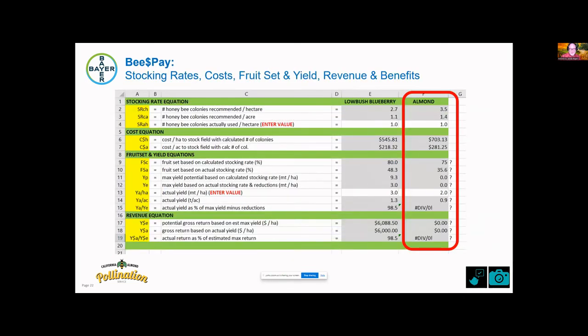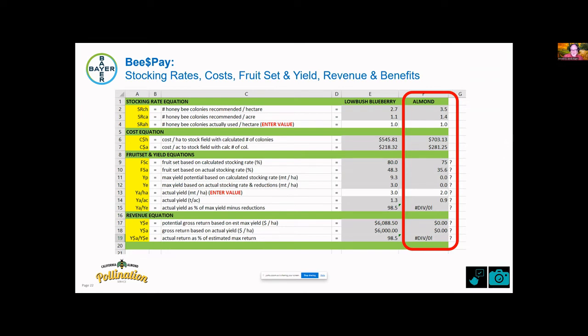Here is the summary output generated by the BeeCon calculations. It reports stocking rates per hectare and per acre and allows input of actual stocking rate, so what you actually used. It has a section related to cost of stocking per hectare and per acre. Also, a section that reports fruit estimates, potential yield, actual yield as a manual input, and comparison of actual versus calculated yields. Finally, there is a section that generates financial details and compares revenue from various stocking rates versus actual stocking rates.